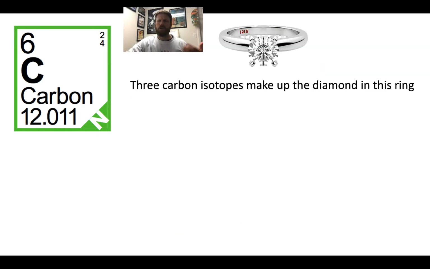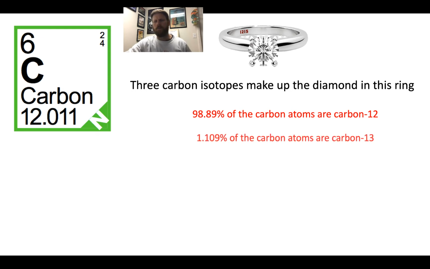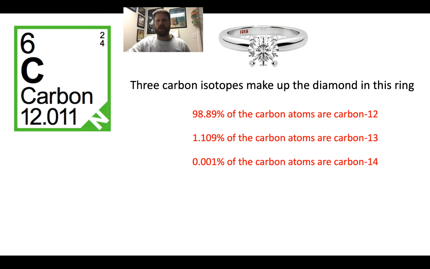So let's use carbon as an example. Carbon atoms make up the diamond in this ring. Most of the carbon atoms in the diamond are actually carbon-12 isotopes, made up of 6 protons and 6 neutrons. 1.109% of the carbon atoms are carbon-13 isotope. They have 6 protons and 7 neutrons. An even smaller percentage of the carbon atoms are carbon-14, made up of 6 protons and 8 neutrons.